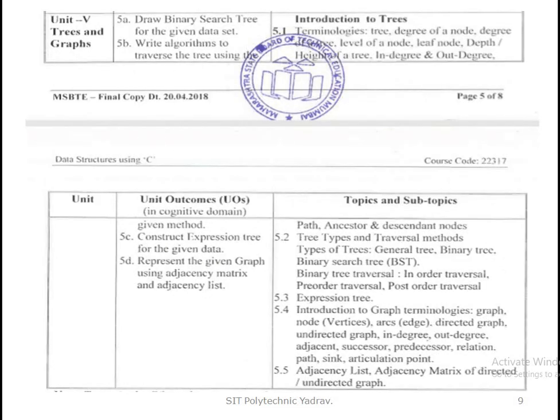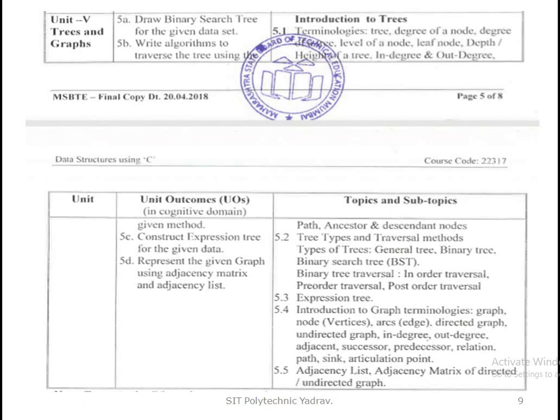The last chapter, the 5th unit, is named trees and graphs. In that there are 5.1, 2, 3, 4, 5. First, introduction to trees. 5.1, terminologies: tree, degree of a node, degree of a tree, level of node, leaf node, depth, height of a tree, in degree and out degree, path, ancestor and descendant nodes.